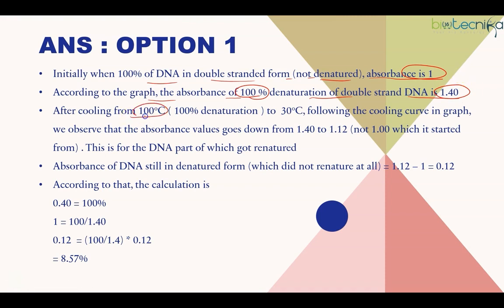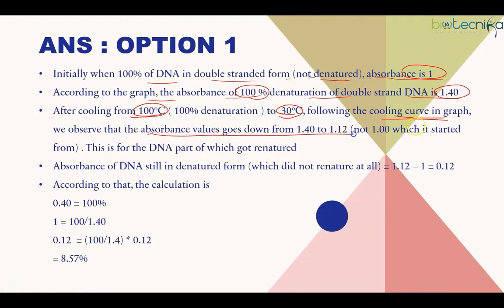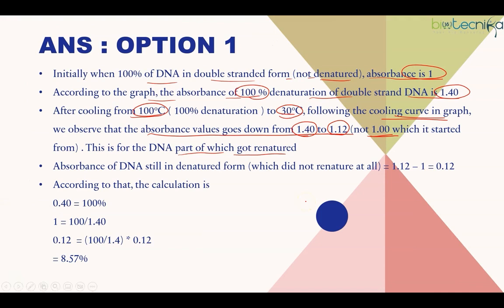If you start cooling from 100 degrees to 30 degrees and follow the cooling graph, you will notice that the absorbance values go from 1.40 to 1.12 and not to 1, from where it started. So this is the part of the DNA which got renatured. Till here it got renatured, but this difference is still denatured, which did not renature at all.